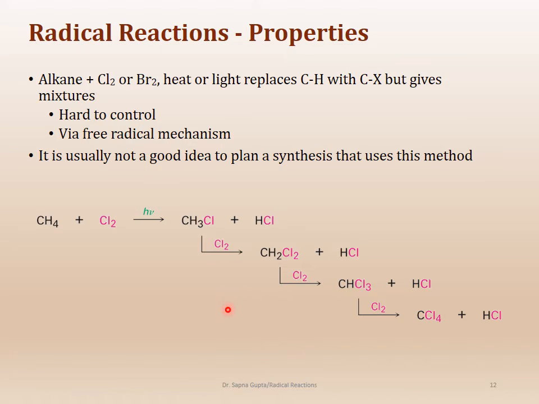Okay, so it's not a very good way to plan a synthesis, especially if you wanted to make chloromethane. If you wanted to make tetrachloromethane, this is fantastic, because all you have to do is give methane, chlorine, heat, and boom, just watch it go all the way to carbon tetrachloride. All right, so that's kind of what happens.